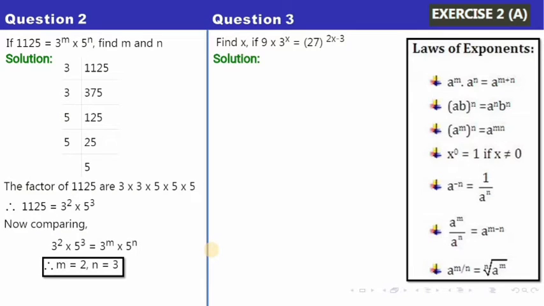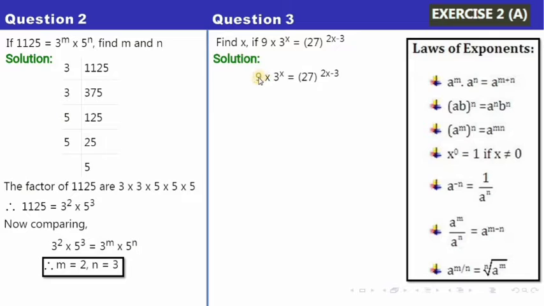Okay, let's take another question, and I think this is your last question from exercise 2a. So let's see this one. You need to find the value of x from this. So basically what I am going to do is, we'll look at the smallest base. We have got 9 here, we have got 3 here, we have got 27 here, and among them, which one is the smallest? 3 is the smallest. So we will not change this 3, but instead we'll try to factorize the bigger numbers.